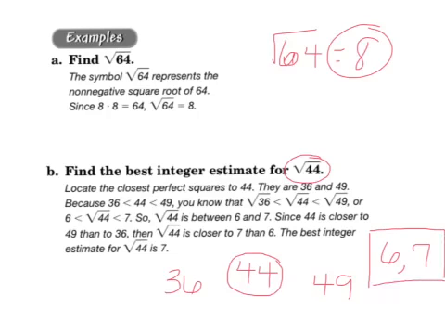And we're not going to have to estimate exactly what it is, but what I want us to do is to circle the one that it's closer to. Well, let's think. Is 44 closer to 36 or 49? That's right, it's closer to 49, so I'm going to just circle that 7. And that's what we're going to look for in those kinds of problems.